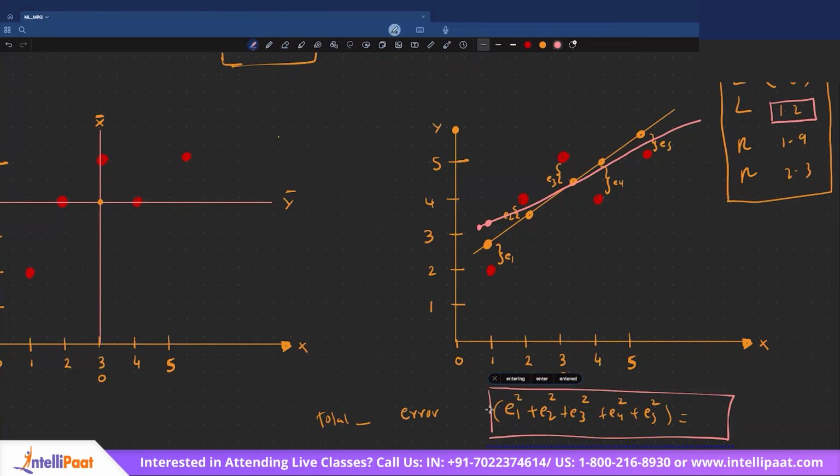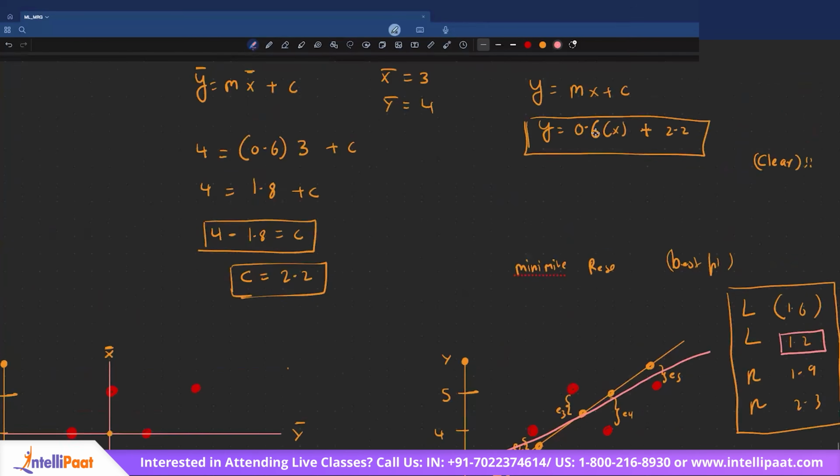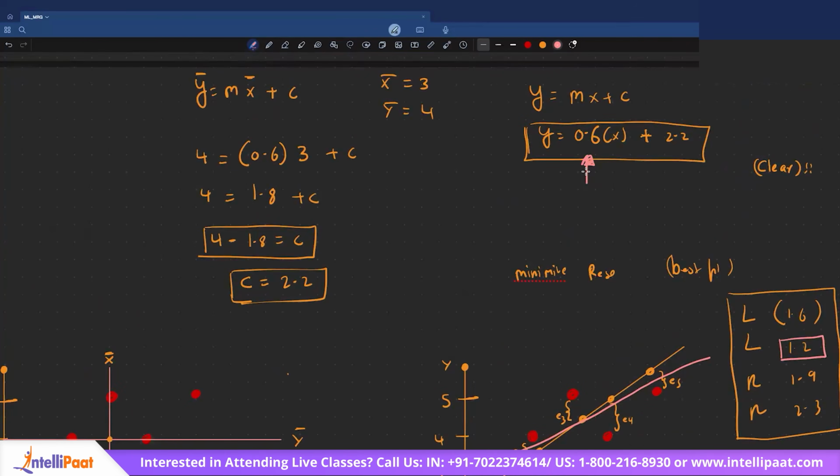Rotate the line. The only thing you need to change in your equation is M, right? Because Y will remain the same. Or no? To rotate the line, what do you need to change? Both M and C, right? You need to change both M and C together for the line to rotate. So multiple values of M and multiple values of C will give you the answer.